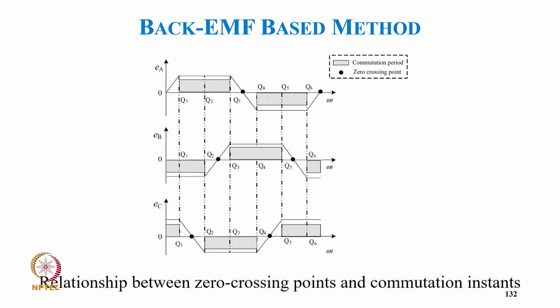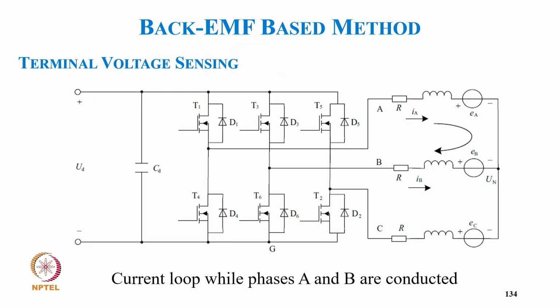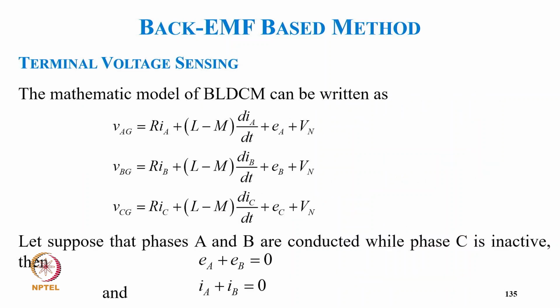And this is typically what you can call the commutation period and zero point. So this is the relation between the zero crossing point and the commutation instant. The various detection methods of back EMF are terminal voltage sensing, back EMF integration, third harmonic back EMF sensing, freewheeling diode current method, and line back EMF method. And this is the typical terminal voltage sensing, while phases A and B are conducting.